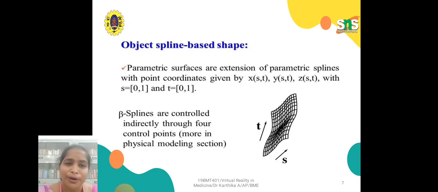See, in spline based shape, parametric surfaces are extensions of parametric splines with point coordinates given by x(s,t), y(s,t), z(s,t) with s equal to 0 to 1 and t equal to 0 to 1. Here we consider beta splines, which are controlled indirectly through 4 control points, and we have more detail in the physical modeling section. And here we consider the t and s.